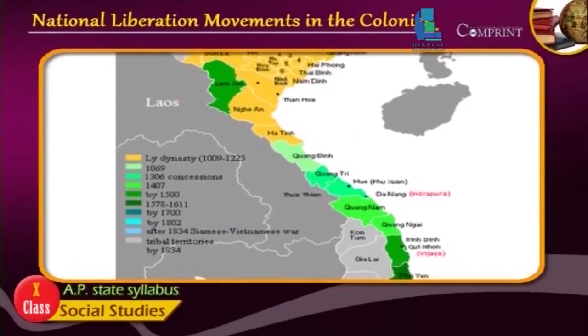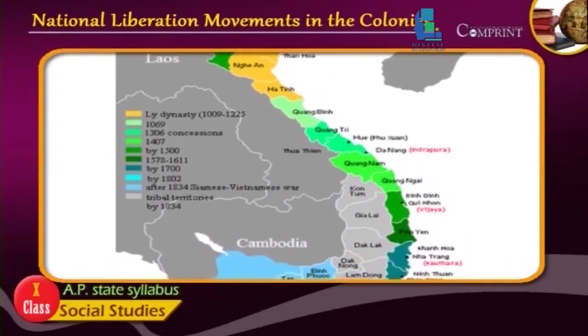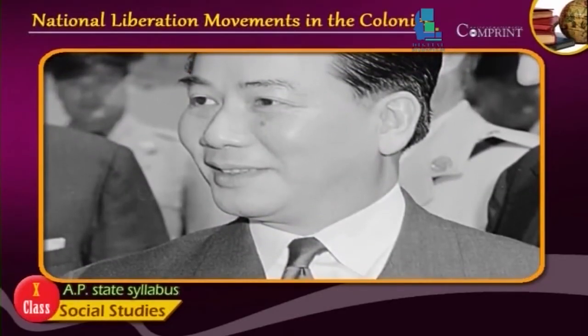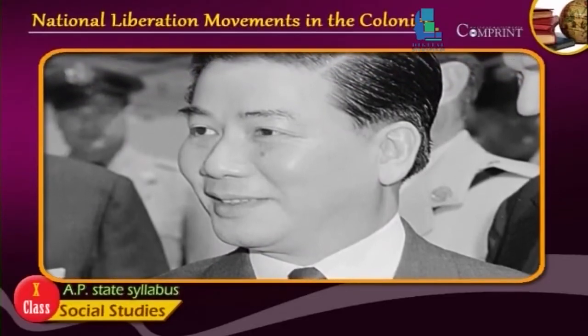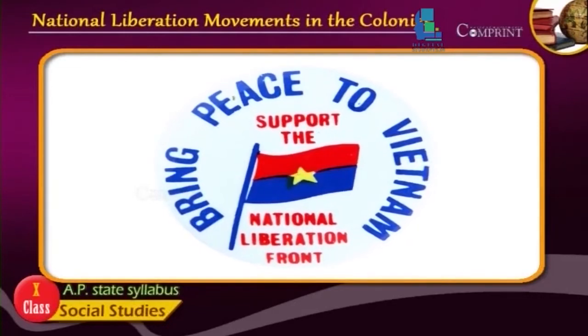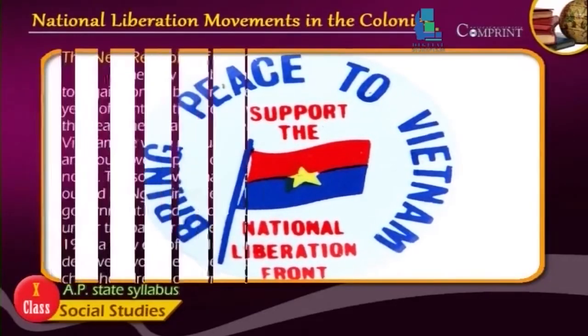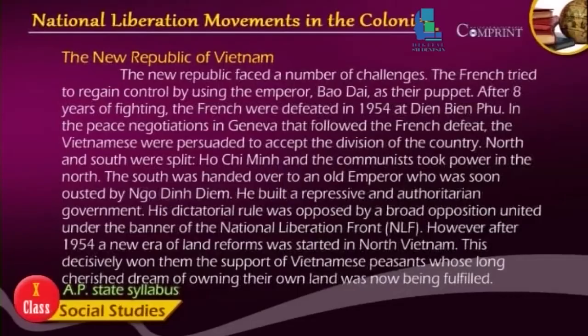Ho Chi Minh and the Communists took power in the North. The South was handed over to an old emperor who was soon ousted by Ngo Dinh Diem. He built a repressive and authoritarian government. His dictatorial rule was opposed by a broad opposition, united under the banner of the National Liberation Front (NLF). However, after 1954, a new era of land reforms was started in North Vietnam. This decisively won them the support of Vietnamese peasants whose long-cherished dream of owning their own land was now being fulfilled.